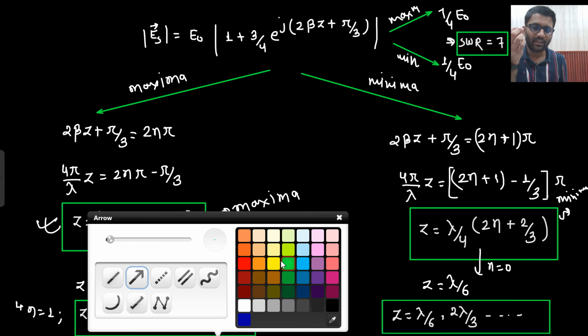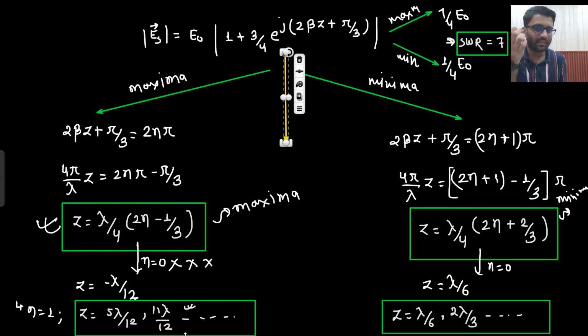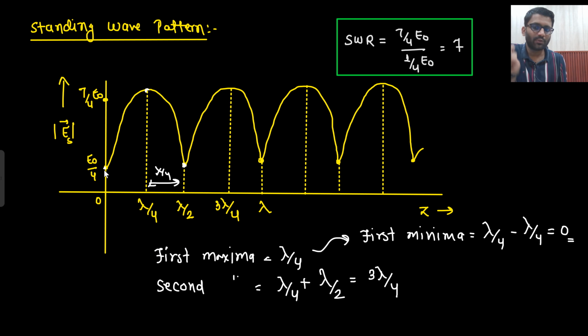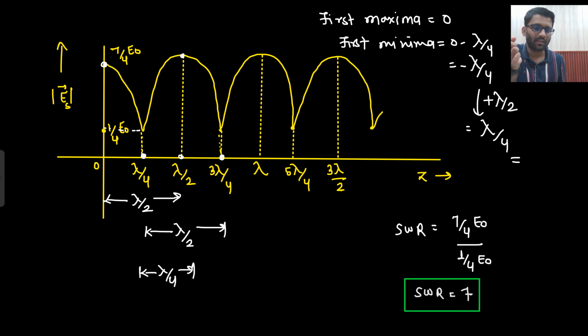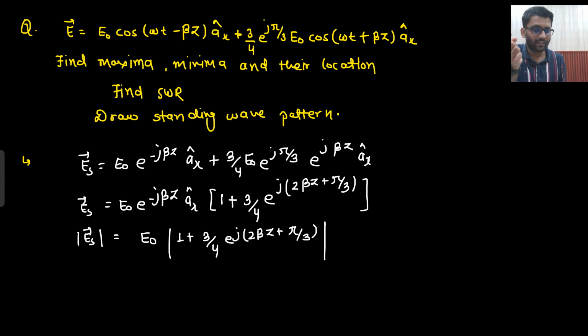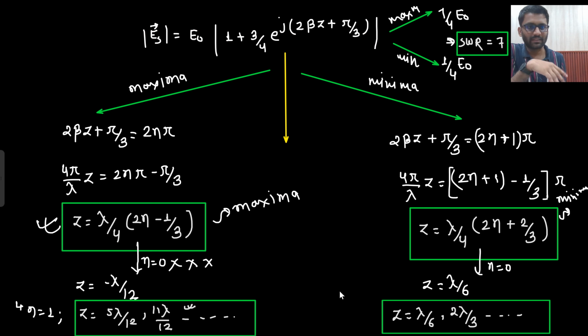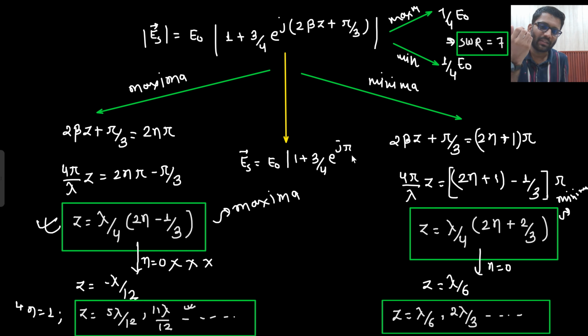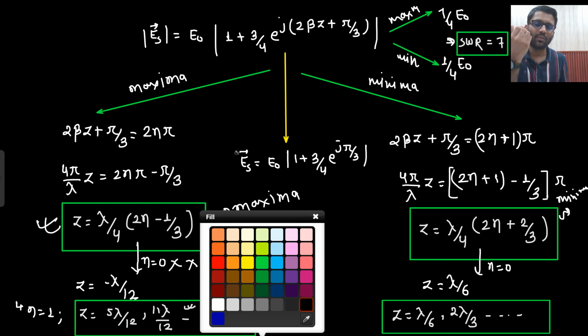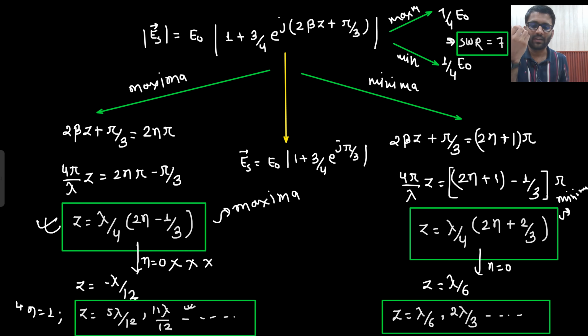What I got to know is that now there is something different. In the previous cases, at z equals to 0, I was having either maxima or minima. Here I was having maxima, in this case I was having minima. Now at first minima I will have at lambda by 6, then the maxima at 5 lambda by 12. So at z equals to 0, I will be having this value: E naught times 1 plus 3 by 4 e to the power j pi by 3. You can calculate this value if you want to, but this is the value you will have at z equals to 0.